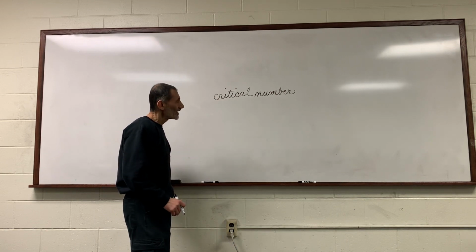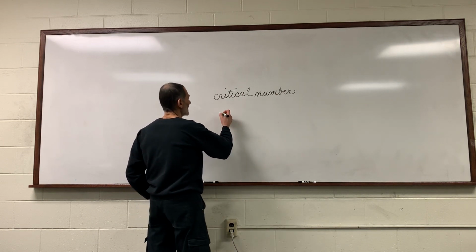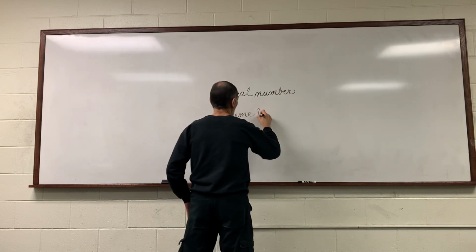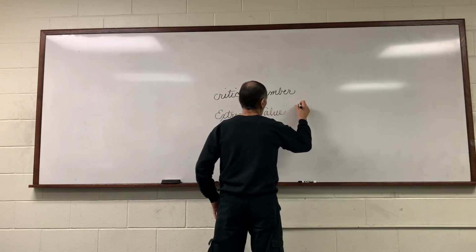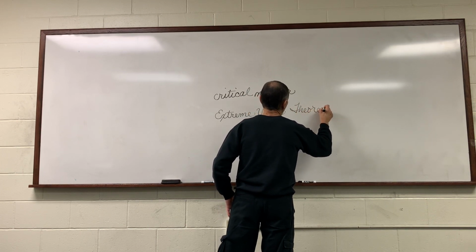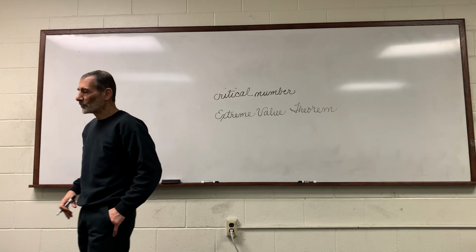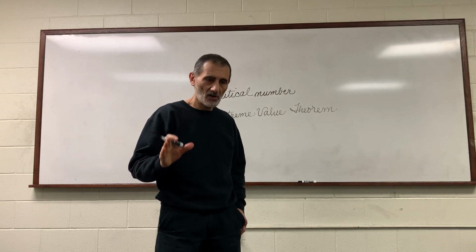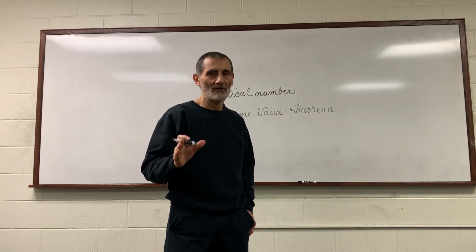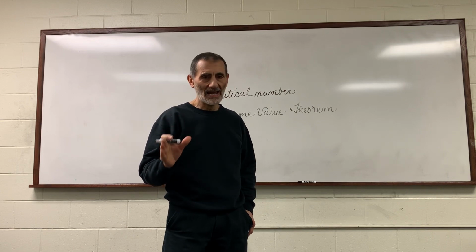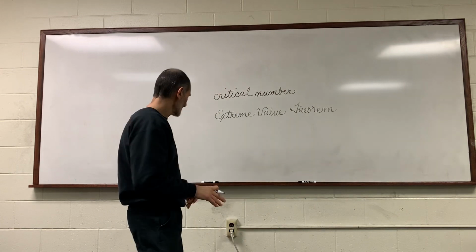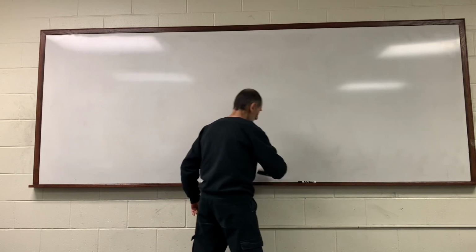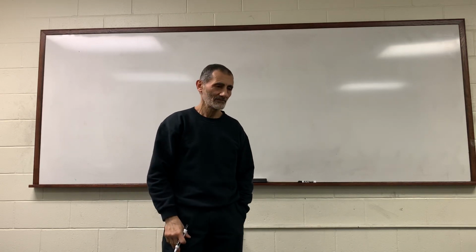The next thing that we need to discuss is the extreme value theorem. The extreme value theorem says that if a function is continuous on a closed interval, it will have an absolute maximum and an absolute minimum. Guaranteed. Okay, so the question is, how do we find those extreme values?